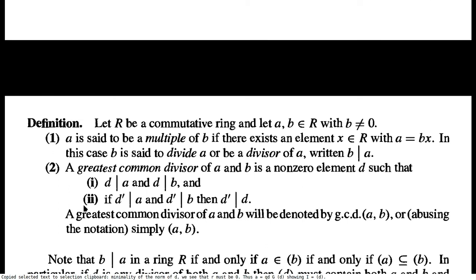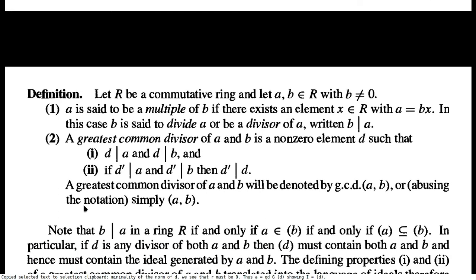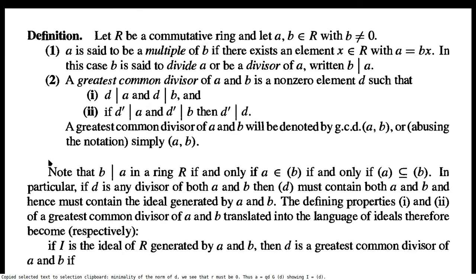Okay. So, if you have a commutative ring and you have two elements from the ring, and the second one being non-zero, then A is going to be a multiple of B if there exists an element X such that you can write A as a product of X and B, right? And in this case, B will be a divisor of A, written as B, pipe, so not a bar, it's a stick, B divides A. This is again something typical in elementary number theory, but we're just starting to see how you can have this abstractly, just from rings.